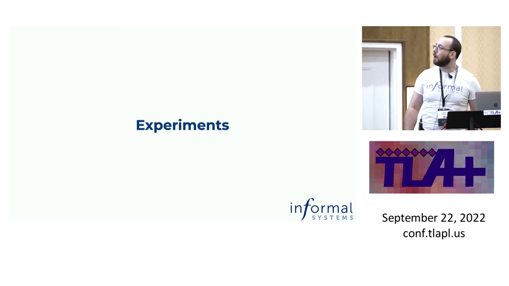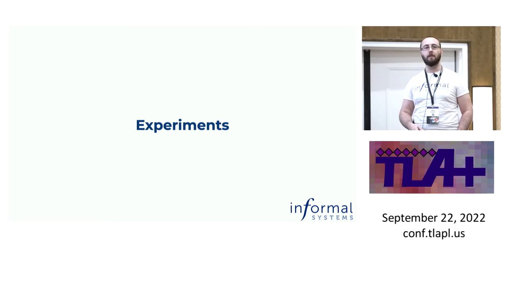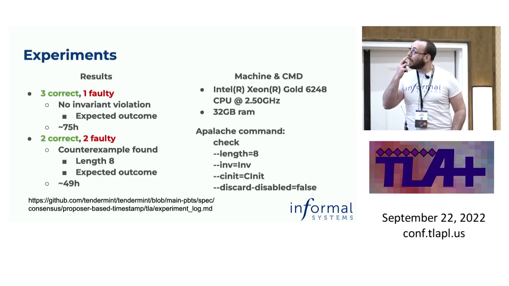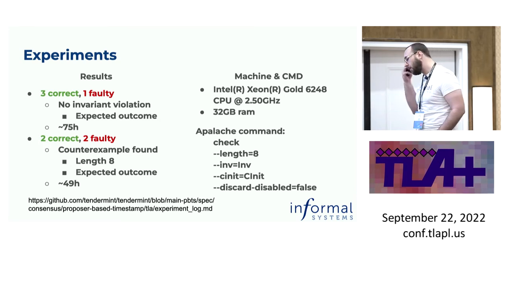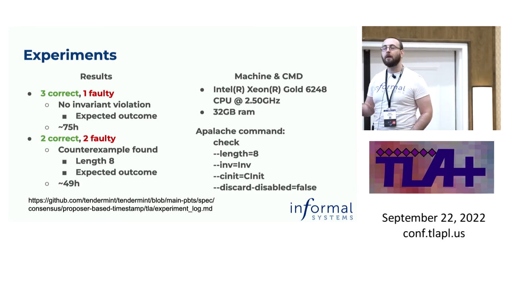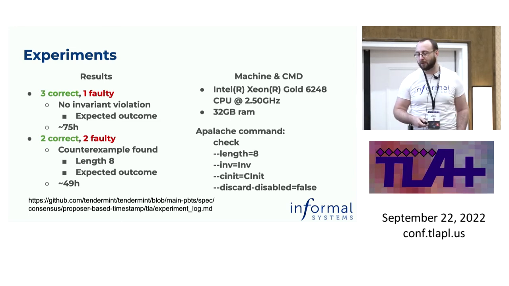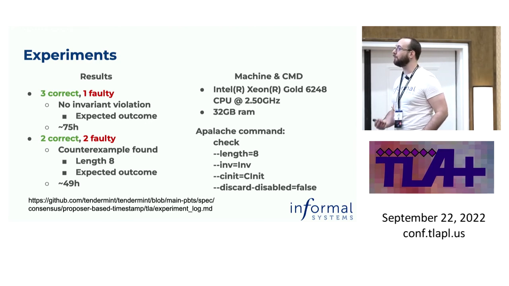All right. So we wrote the spec as you can find it in the GitHub repository, and we ran some tests against it. We ran two sets of tests on this machine: one with three correct and one faulty, and one with two correct and two faulty. And you might say, okay, that's not a lot of processes. But actually, if you increase the number of processes, you can quickly find that it becomes impossible to verify.